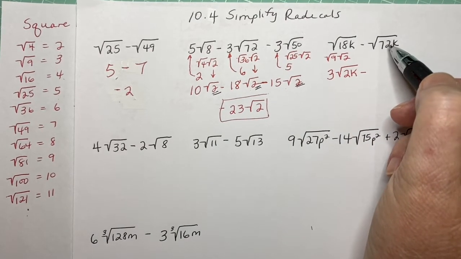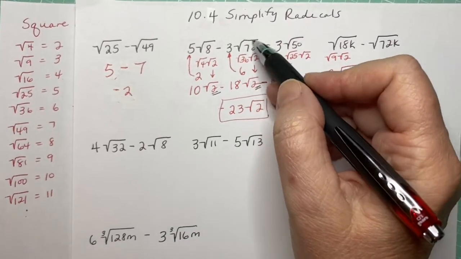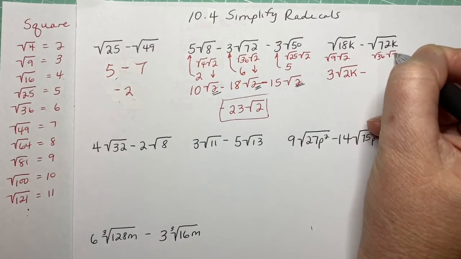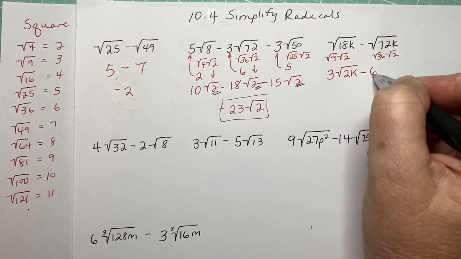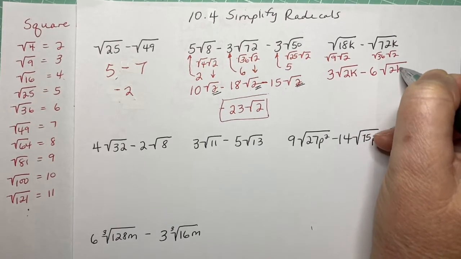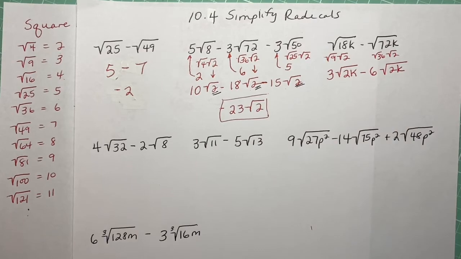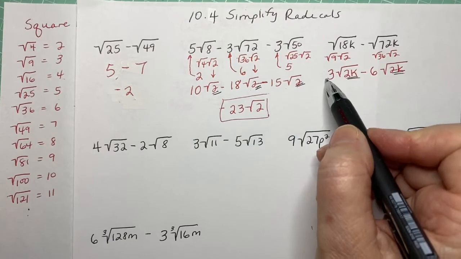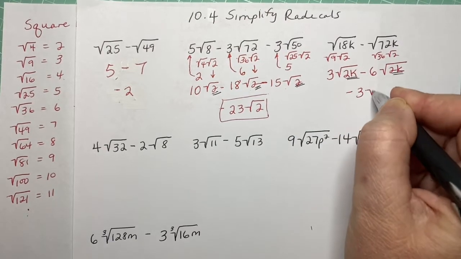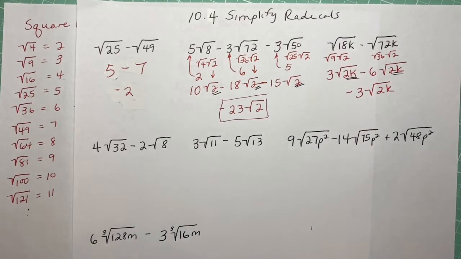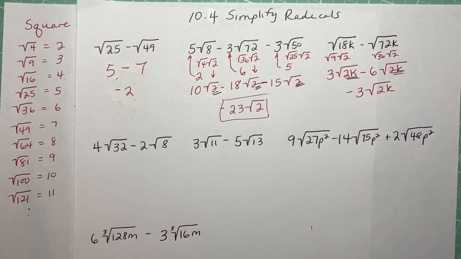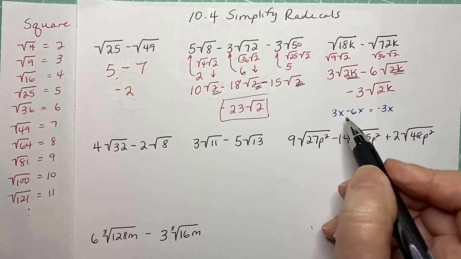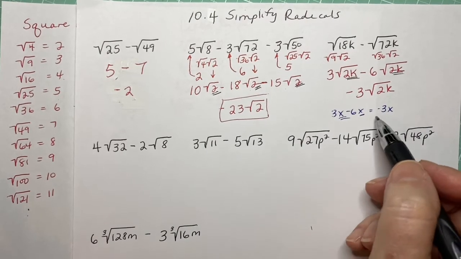Then we're going to look at 72. As you practice these, you'll see you'll do the same ones a lot. So we just did 72. That breaks up to be the square root of 36 times the square root of 2. The square root of 36 is a regular 6, and the square root of 2 and that K stay inside. Now to combine them, these have to be exactly the same, which they are. So I can just say 3 minus 6 is -3 square root 2K. The radical never goes away. It'd be like if I said this would be the same thing as 3x minus 6x is -3x. You're just treating that square root like it's a variable.